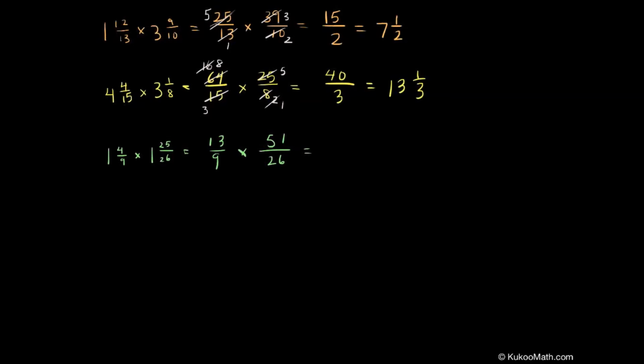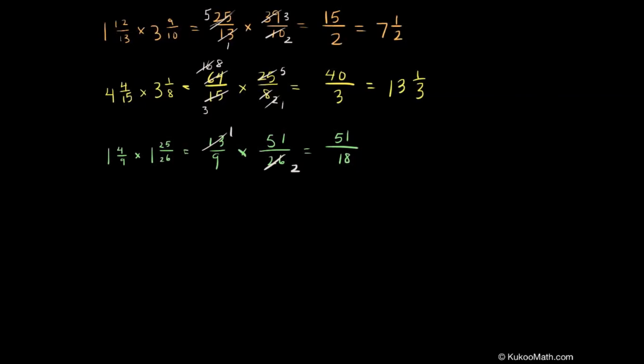Now we simplify. 13 and 26, we can divide both by 13. And 9 and 51, we cannot simplify. So we're going to have to leave that as is. Alright, so now we multiply across. So 1 times 51 is 51. 9 times 2 is 18. Our answer is 51 over 18.